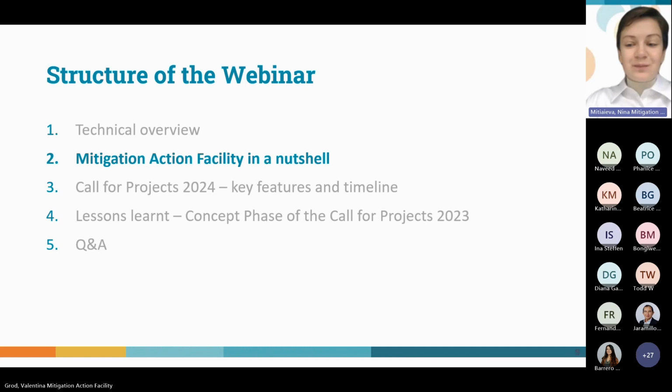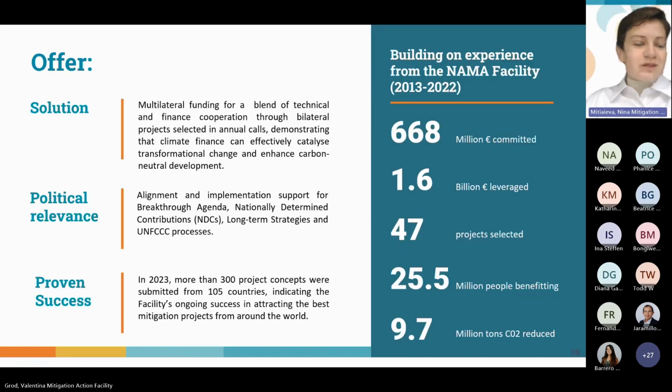Hello, everyone. Without further ado, I will jump into the topic of the Mitigation Action Facility to explain what it is to participants who don't know the fund so far. First of all, the Mitigation Action Facility is a multilateral fund. It was established with another name, as the NAMA Facility, in 2013. On the right side of the slide, you can see some metrics, indicators or achievements that the Mitigation Action Facility and its predecessor, the NAMA Facility, have achieved so far.